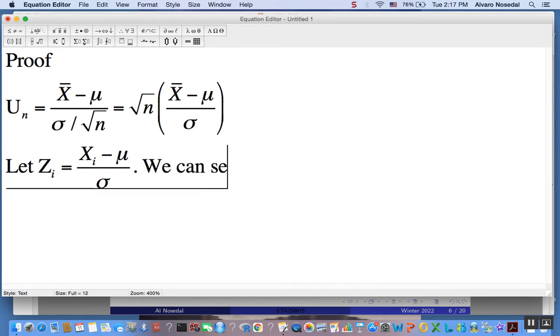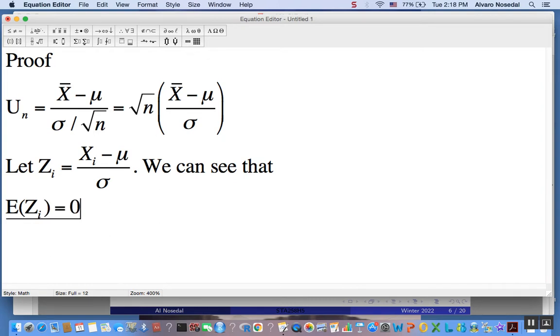We can see that the expected value of this is going to be 0, and the variance is going to be 1.